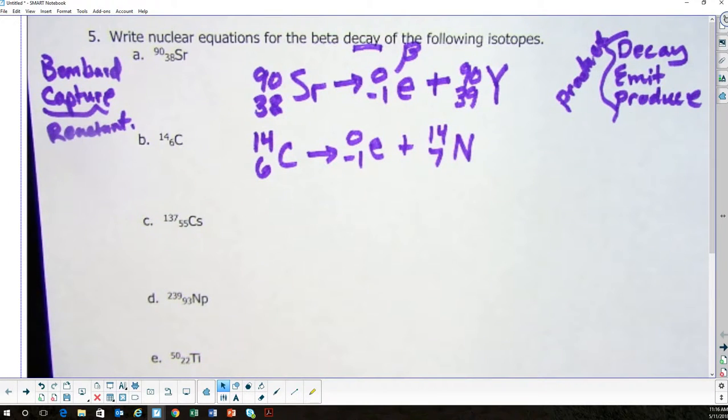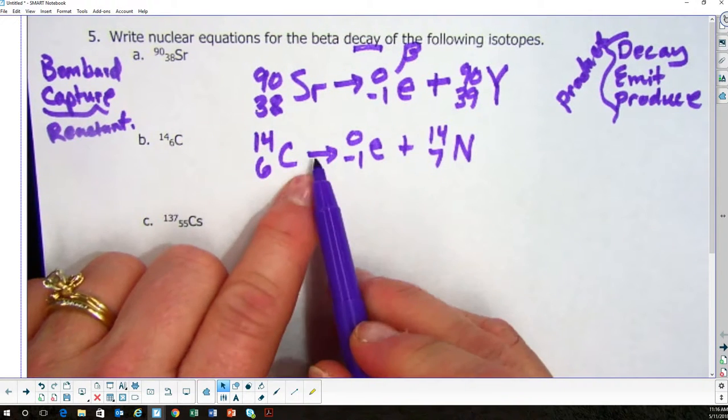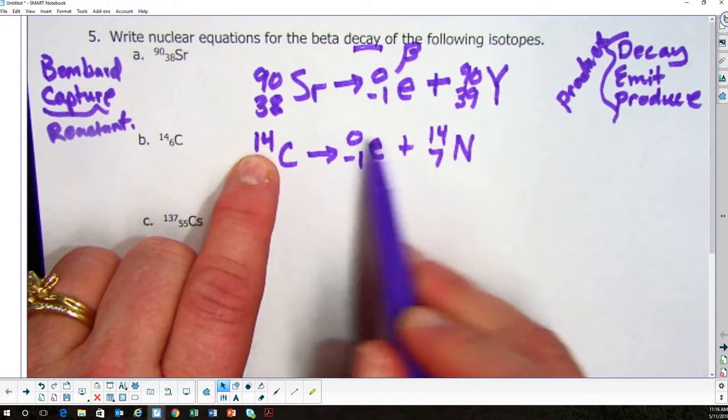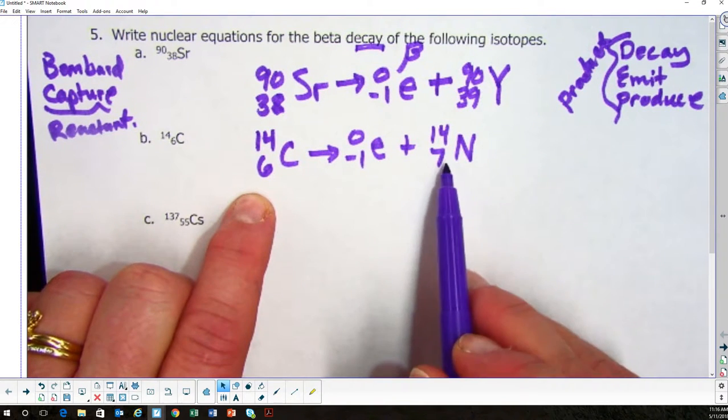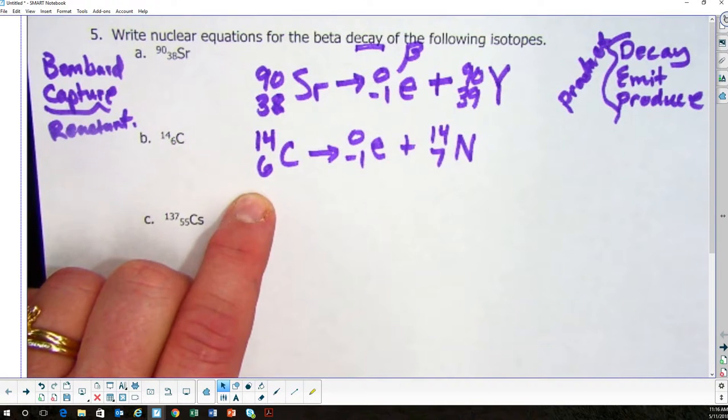Yes, two thumbs up in the back. We're looking okay. If you were having problems with this one, remember, the arrow is the equal sign. Top has to equal top on the other side. Bottom has to equal bottom on the other side. Bottom tells you what element.